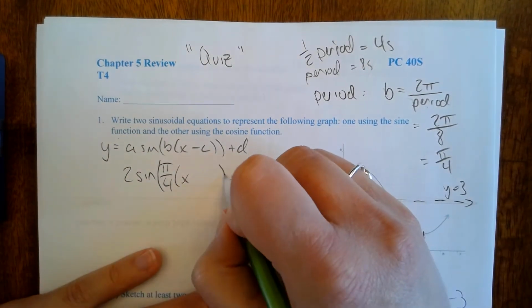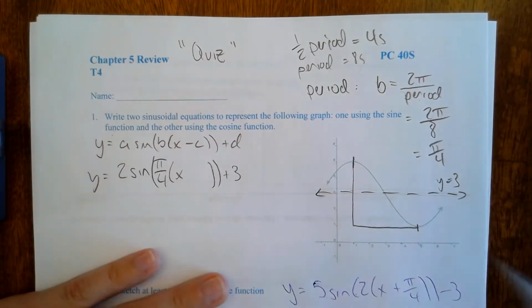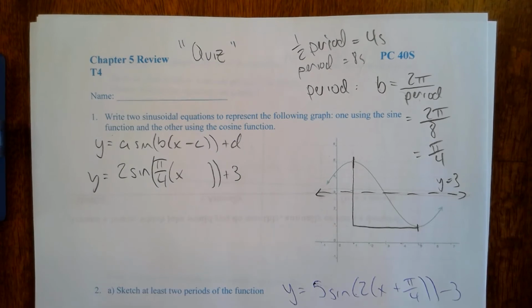Let's finish off this C and we'll be done. I should say y equals here as well. Okay. Now C is the shift. So how far to the right or to the left have we shifted from where a normal sine curve might be?